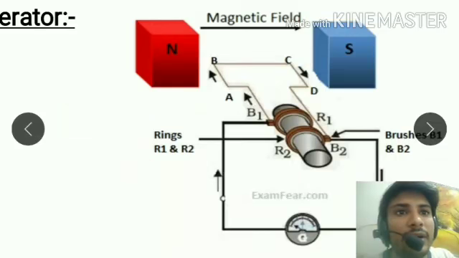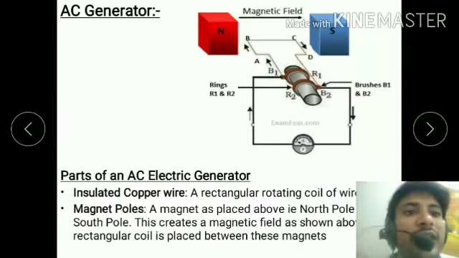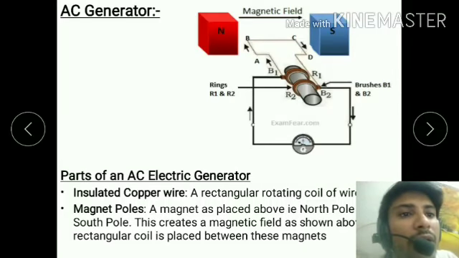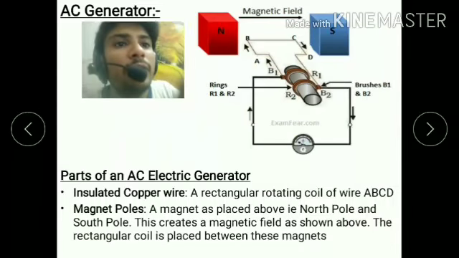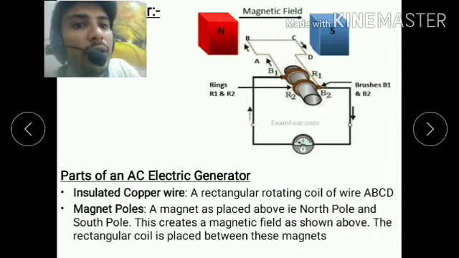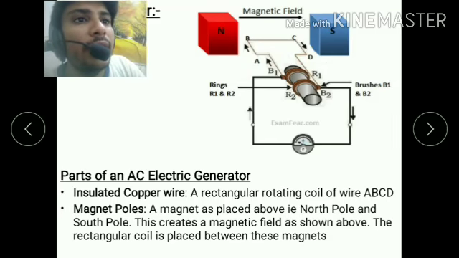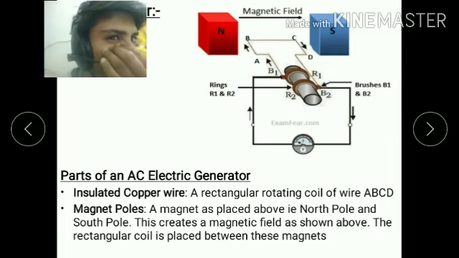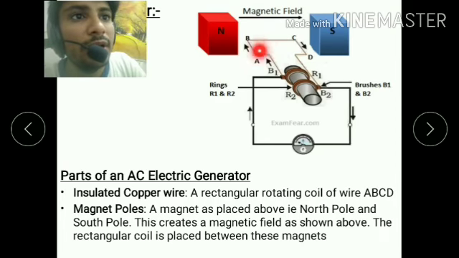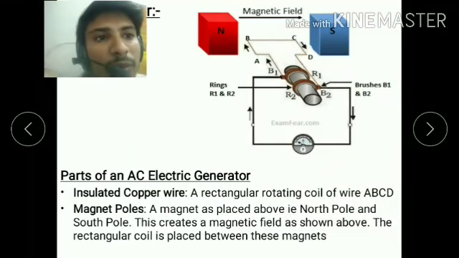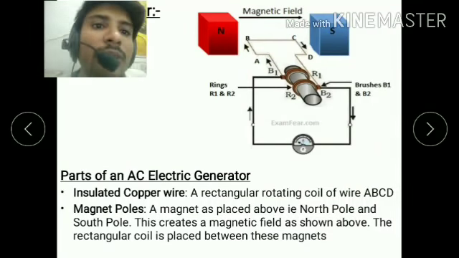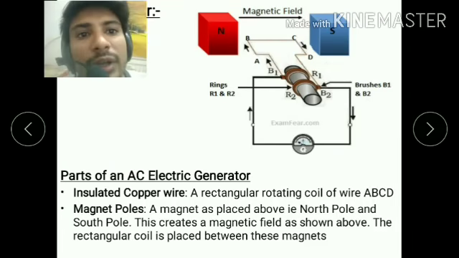Okay, magnetic field. Just see the parts of the electric generator. Insulated copper wire. A rectangular rotating coil of wire is called ABCD. This is the copper wire that forms a rectangular shape, A B C D. This rectangular copper wire is insulated.